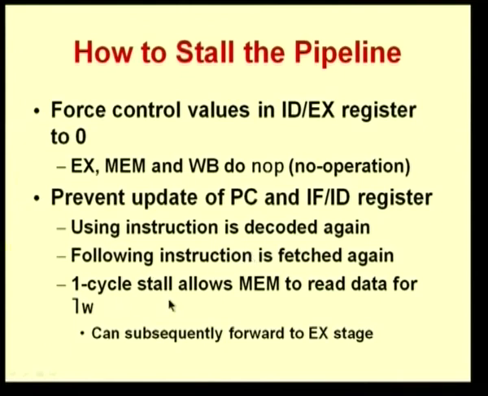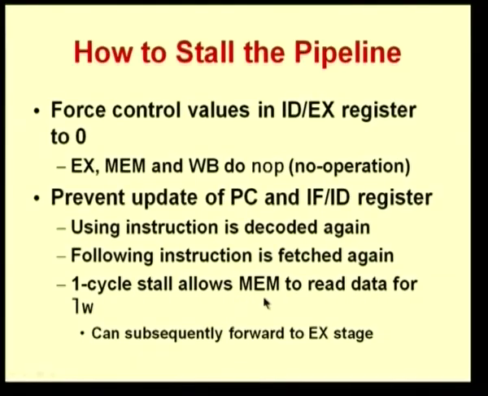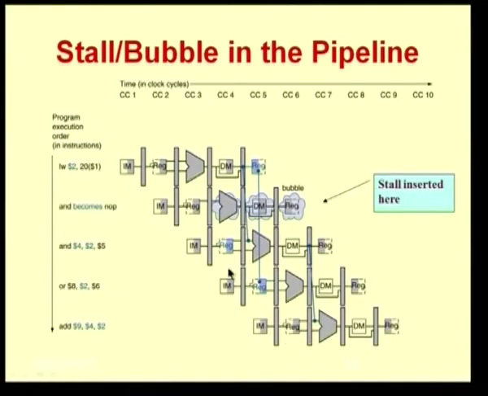You will do this for one cycle. If you do it for one cycle, we have a one cycle stall. This one cycle stall will allow the MEM stage to read the data for the load instruction, and you can subsequently forward it to the EX stage and we can continue with the execution. So, remember this, why we are doing this forwarding here. We will come back to the pipeline figure.